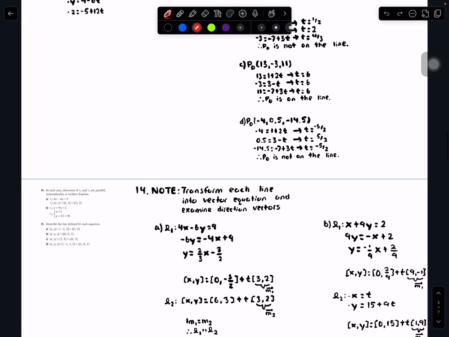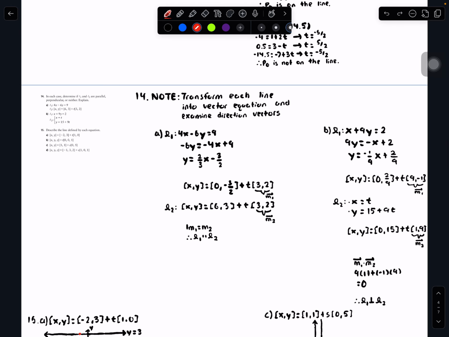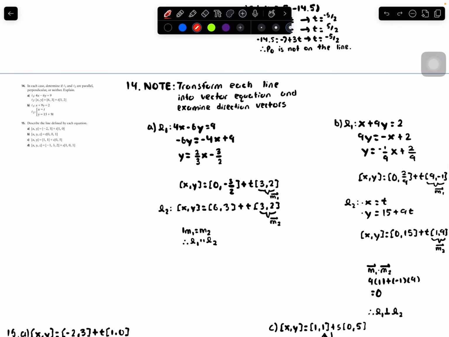Moving on to questions 14 and 15. In each case, determine if L1 and L2 are parallel, perpendicular, or neither. This problem is quite simple. What I did first is I transformed each line into its vector equation form, and then I examined the direction vectors. If a line was not in its vector equation form, I did that first before I even proceeded.